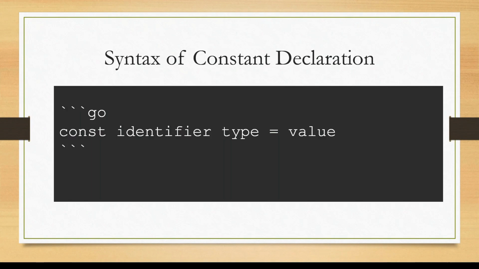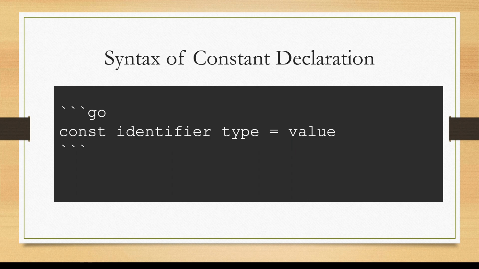Okay, now let's look at the syntax: how we actually write a constant in Go. This slide shows const identifier type = value. So let's break it down nice and easy. First we have the keyword const. This tells Go, hey, I am declaring a constant here. This value should never change.